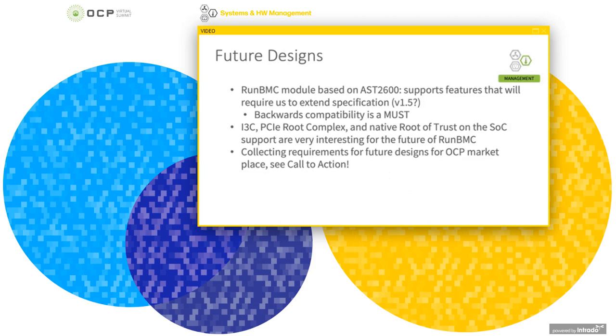So for future designs, we are going to be designing a module based on the AST2600. This will support new features that may require us to extend the specification, possibly to a V1.5, but we want to insist that backwards compatibility is a must here. I3C, PCIe root complex, and native root of trust on the SoC support are very interesting for the future of RunBMC. We're collecting requirements now, so please see our call to action.